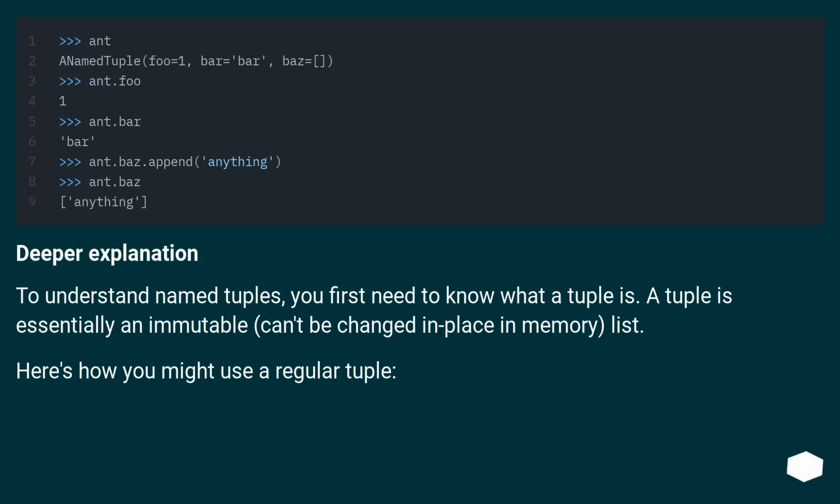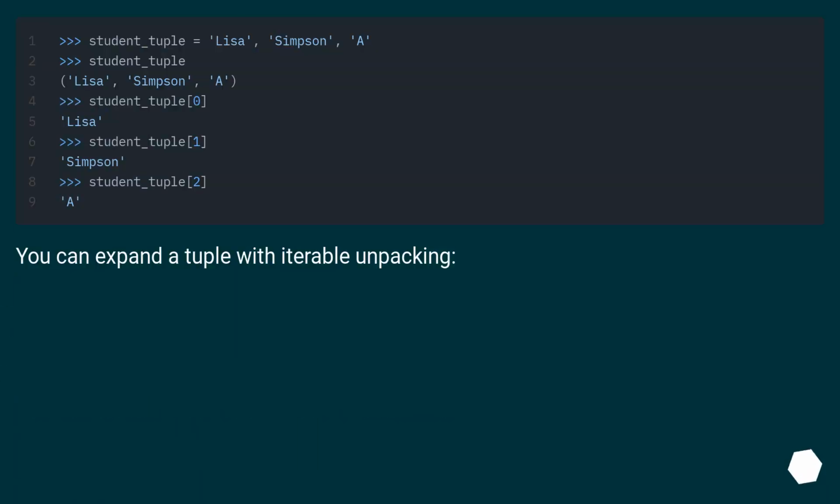Deeper explanation. To understand named tuples, you first need to know what a tuple is. A tuple is essentially an immutable list, one that can't be changed in place in memory. Here's how you might use a regular tuple. You can expand a tuple with iterable unpacking.